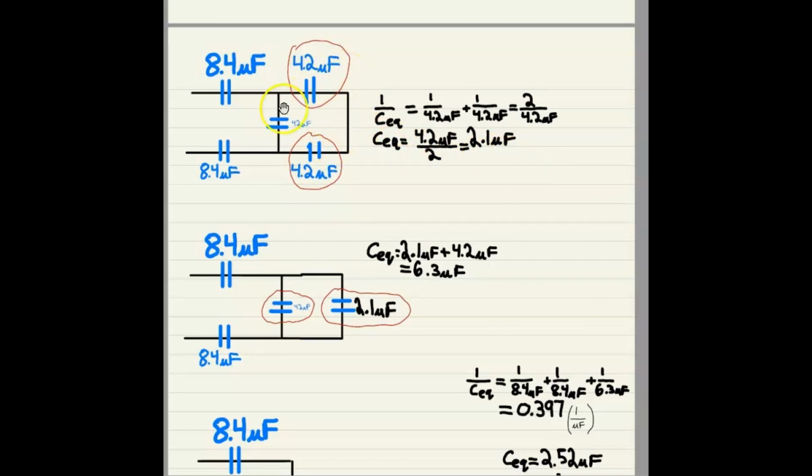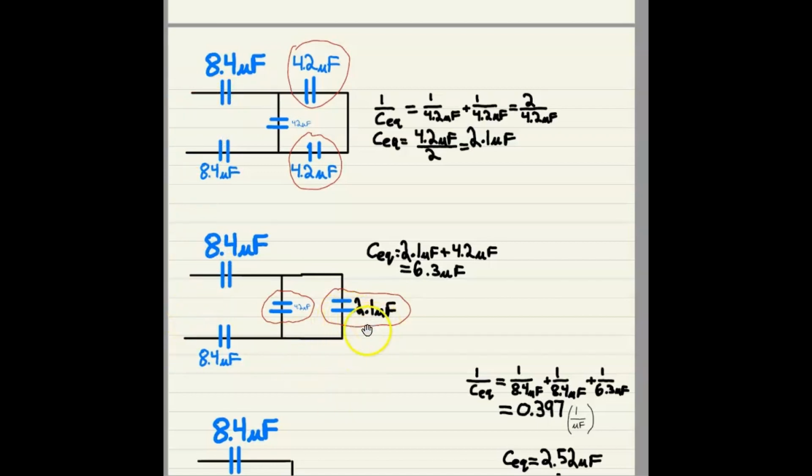I can replace these two capacitors that I circled in red with one capacitor of 2.1 microfarads. And now this circuit is equivalent to the circuit above it. This schematic is equivalent to the one above it, which is to say any voltage source that I put on this circuit would have the same exact response to what I put on this circuit.